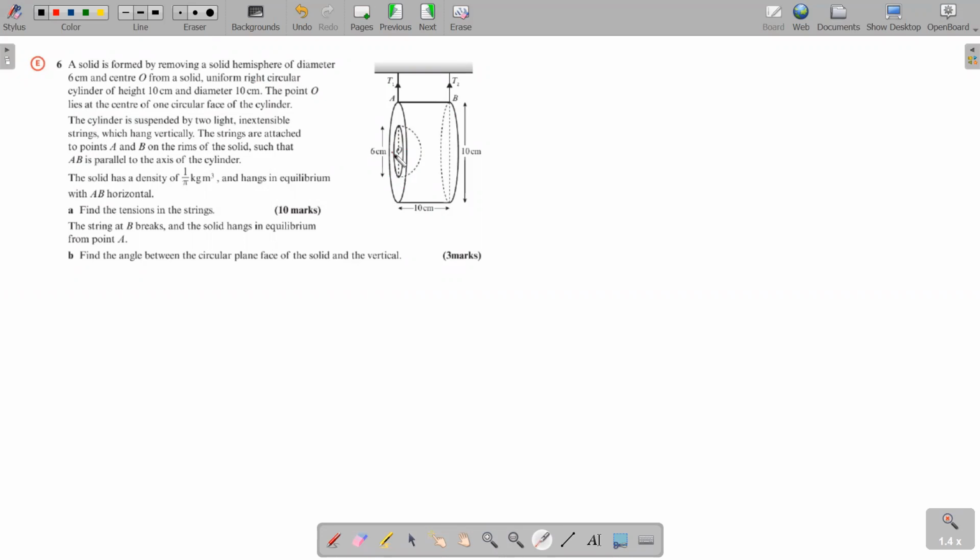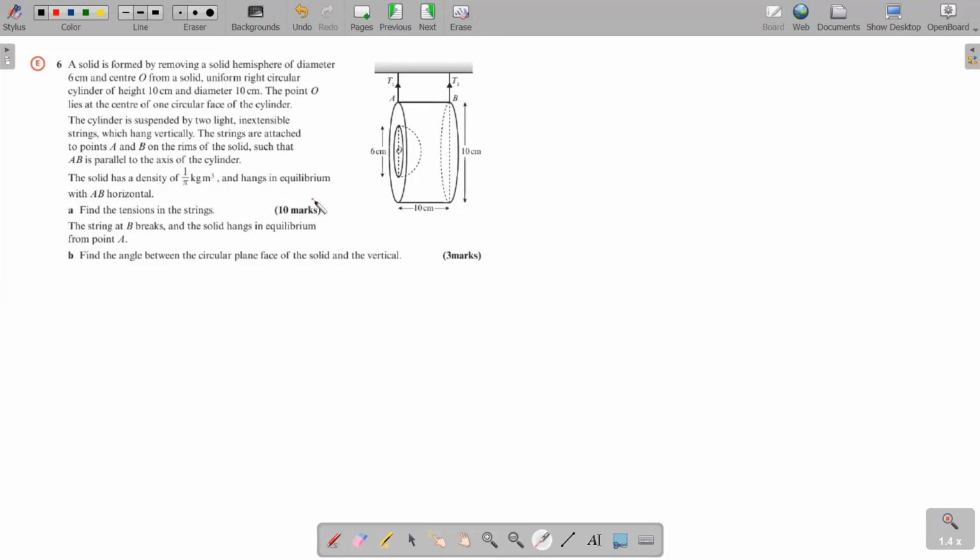Okay. The cylinder is suspended by 2 light inextensible strings which hang vertically. The strings are attached to points A and B on the rims of the solid such that AB is parallel to the axis of the cylinder. The solid has a density of 1 over 5 kilograms per cubic meter and hangs in equilibrium with AB horizontal. Find the tensions in the strings.